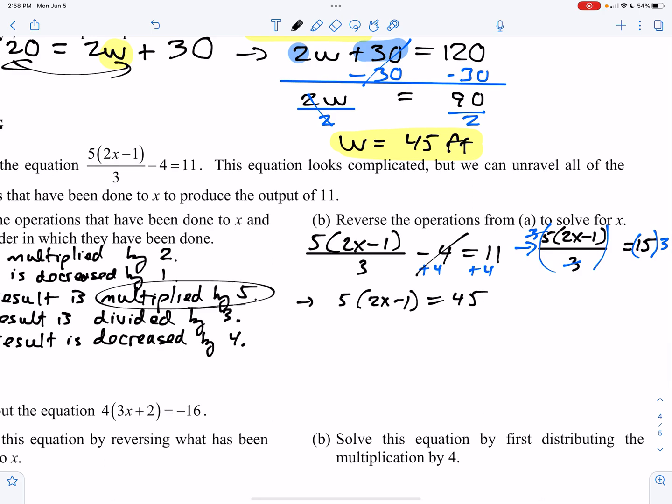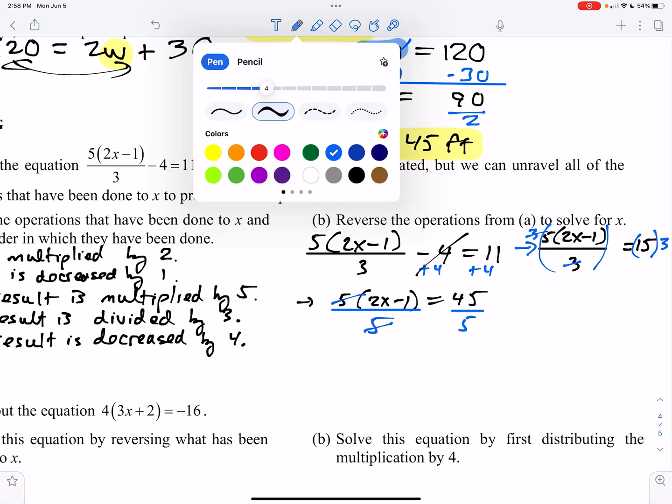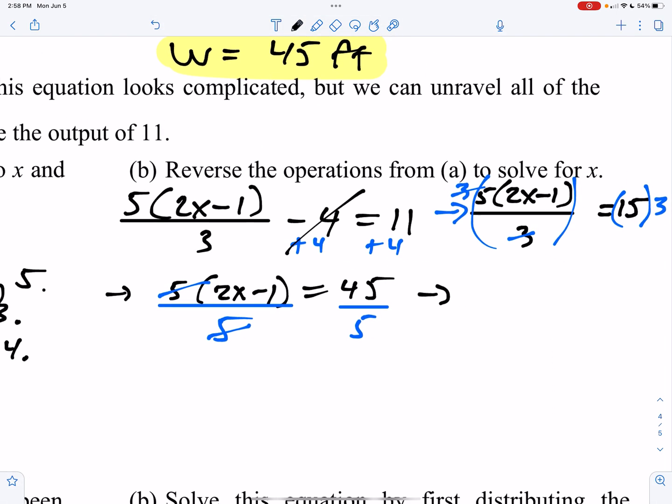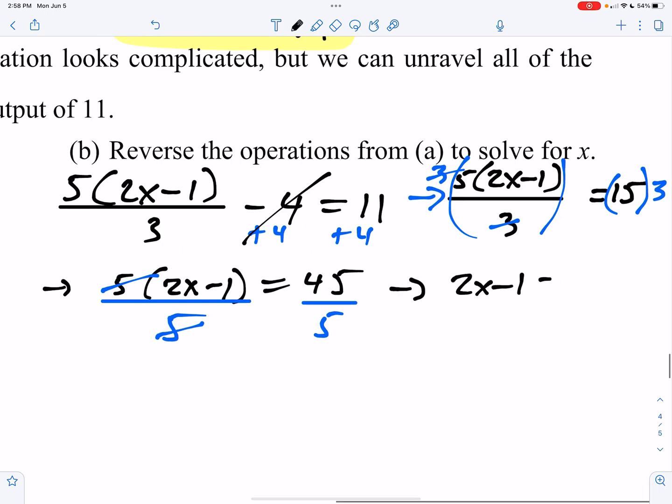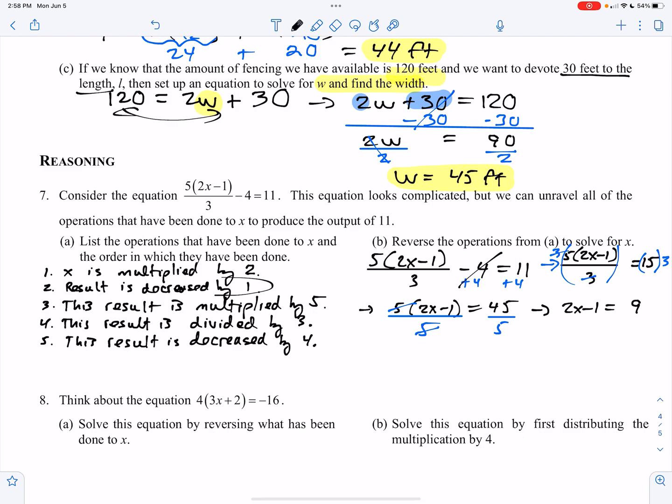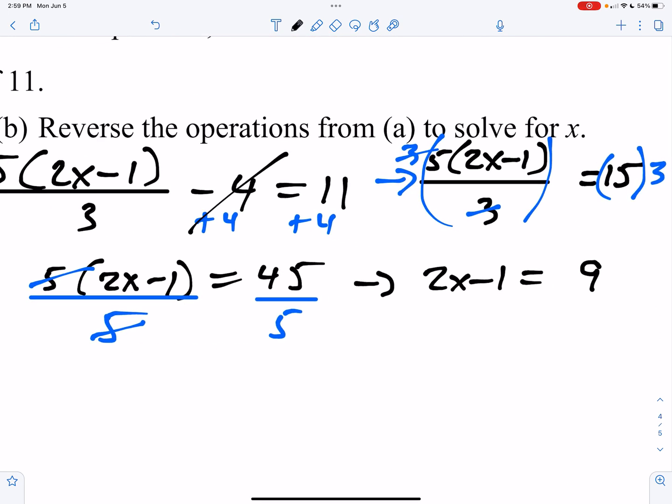Okay, now I'm doing the opposite of the third step, which is the opposite of multiplying by 5, which is to divide by 5, both sides. Cancels, cancels. And I get 2x minus 1 equals 9. 45 divided by 5 is 9. Okay, now we're down to our last two steps. I'm doing the opposite of decreasing by 1, so the opposite of subtracting 1 would be to add 1. 2x, those cancel, and I get 10.